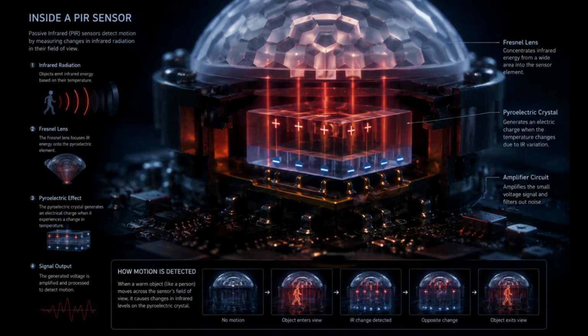Inside the PIR sensor is a special material called a pyroelectric material. This material can generate tiny electrical charges when exposed to changing infrared radiation. When infrared levels change rapidly, the crystal produces a small voltage. That voltage is then amplified and processed by electronic circuits inside the module. So the PIR sensor is not magically detecting humans. It is actually converting infrared changes into electrical signals.